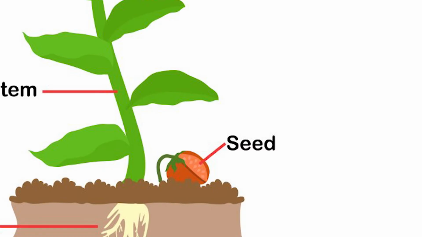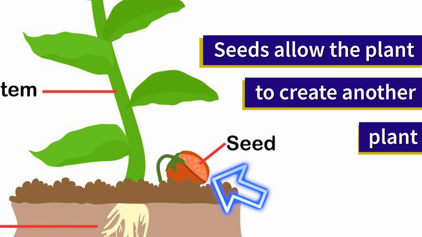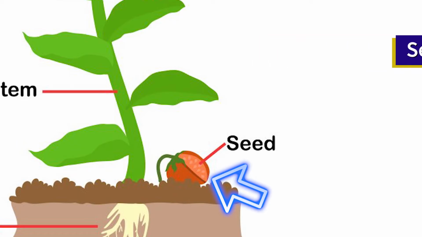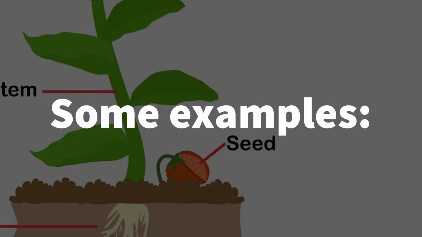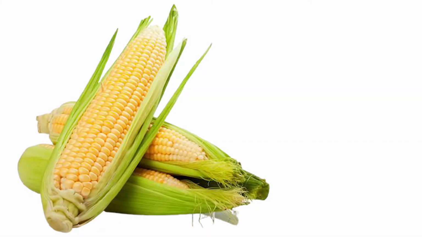Alright, last one. Seeds allow the plant to create another plant. Can you think of any vegetables that might look like a seed? Hint: if you pop this, it's perfect to snack on while watching a movie. Great! Hopefully you guessed corn. The kernels are seeds. Another example for the seed category would be okra.